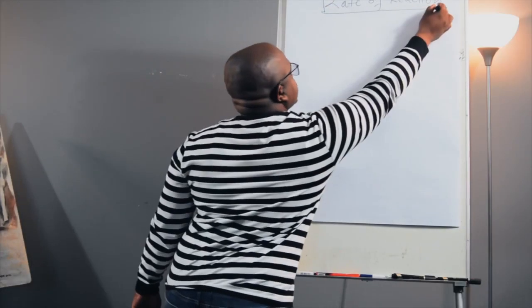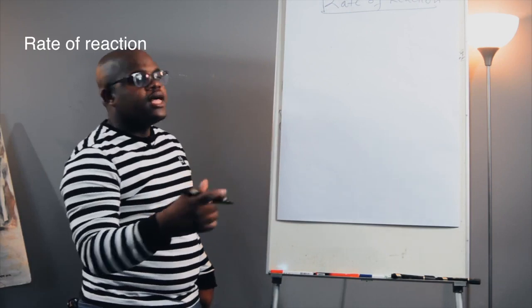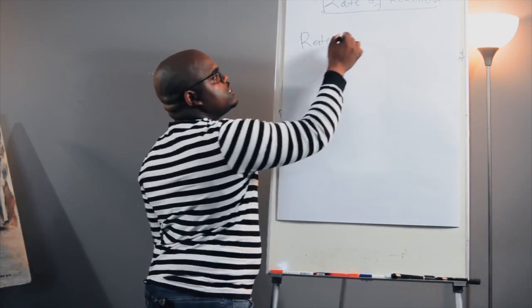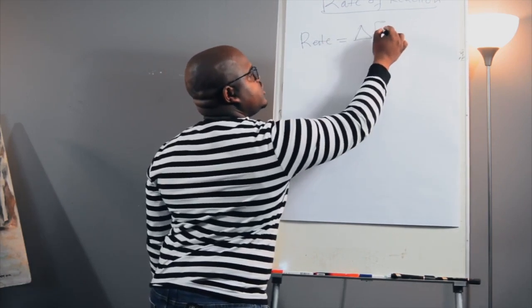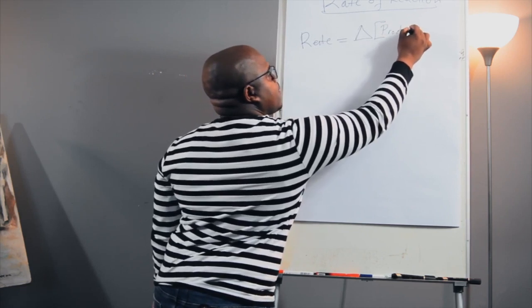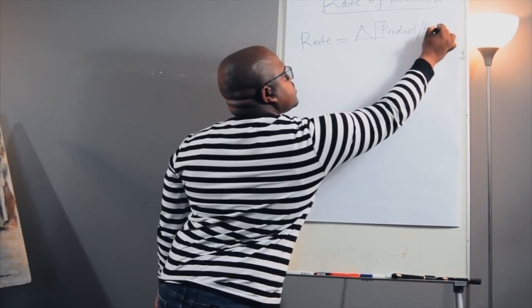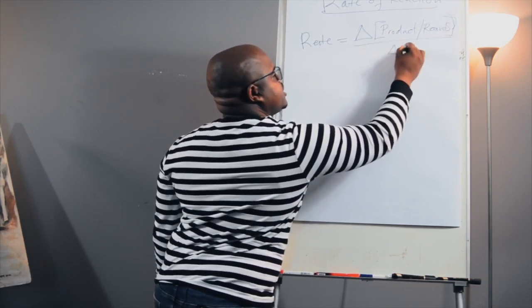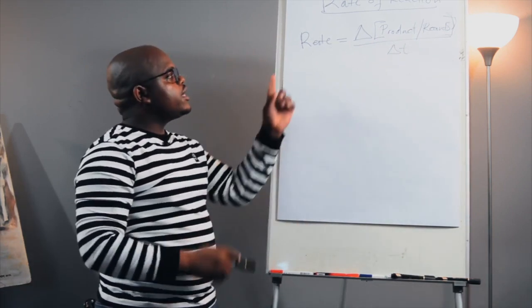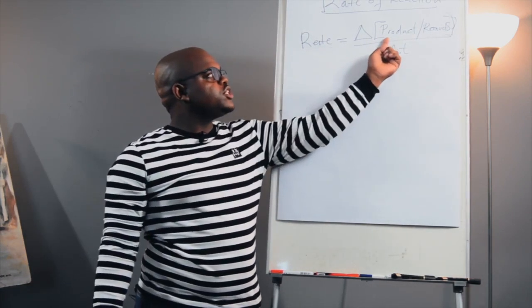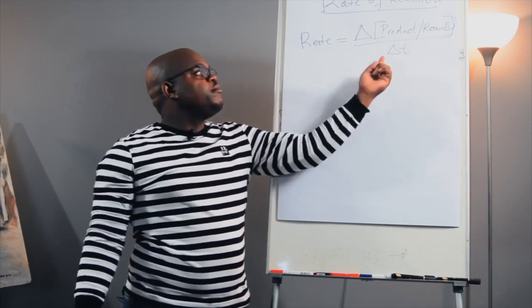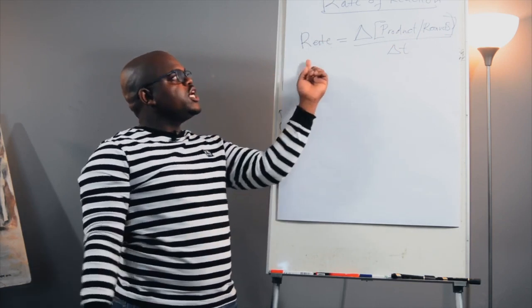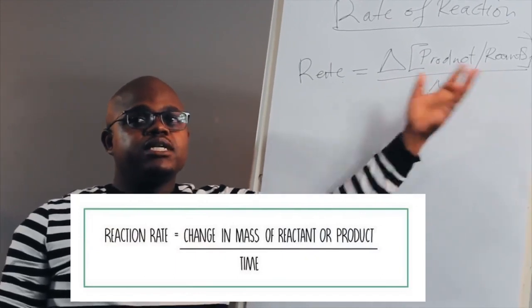Number 1, we must start with the definition. What is rate of reaction, okay? Now, let us write it as a formula first before we say it in words. Rate of reaction is the what? It is the change in the concentration of the products or reactants divided by change in time. So what do we say? Rate of reaction is the change in the concentration of the product or reactant per unit time. So that is how we define a rate of reaction, okay?